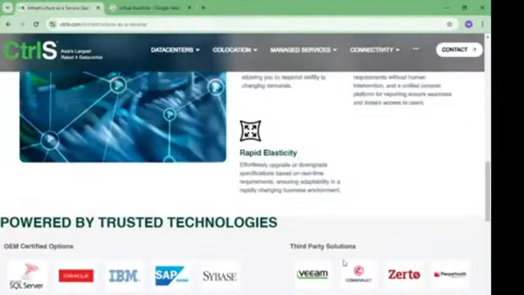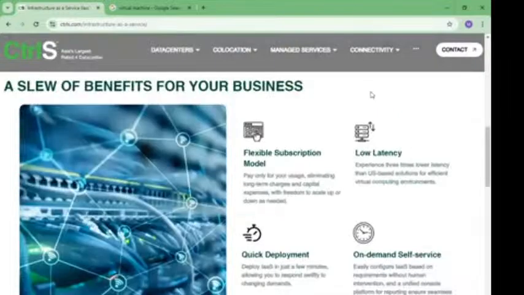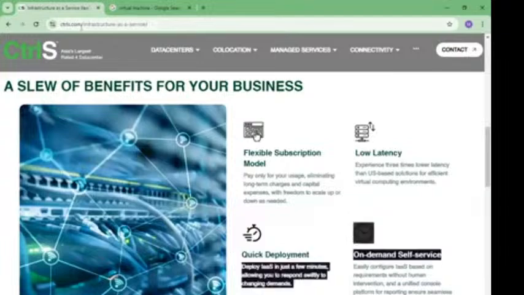Even this, Control S, is also the same. See, it is showing low latency. Tomorrow when we come, we will spend at least 20 minutes discussing this latency. But we are discussing latency in AWS. Flexible subscription model, same thing here. Quick deployment, same thing in clouds, same thing in Amazon Cloud, same thing in Microsoft Cloud. On-demand self-service. See, right now we are in Control S.